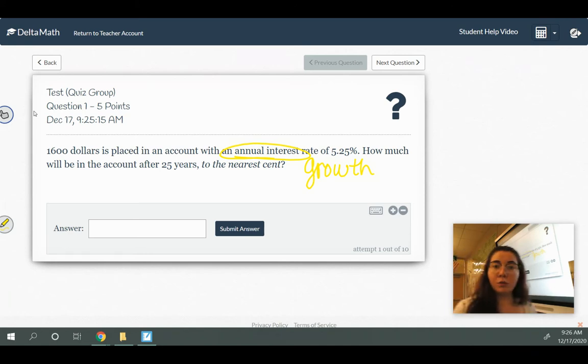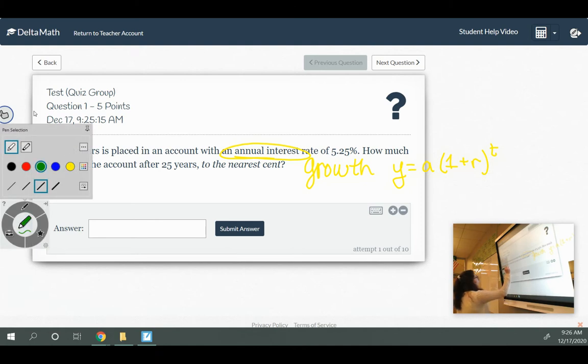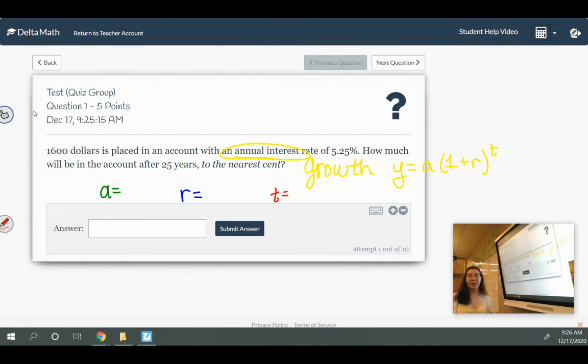Now, you may need to use your notes to look back and see if you don't have that equation memorized just yet. Our growth equation is y equals a times 1 plus r to the t. But we need to figure out what all of those pieces mean for our equation. So we want to have our a, r, and t. We have those 3 pieces. We want to figure out what those are for our problem here. Well, let's start off maybe with time, whatever time increment we're talking about, whether it's seconds, minutes, days, years.